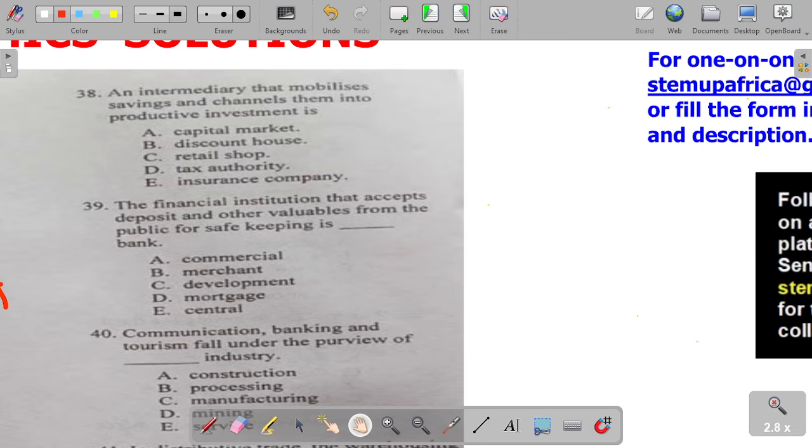Let's look at 38. An intermediary that mobilizes savings and channels them into productive investments is what? Capital markets, discount houses, no. The answer is A, capital markets.